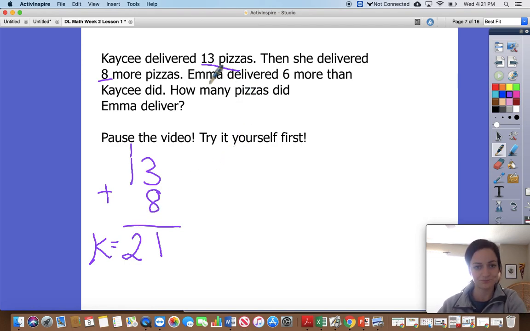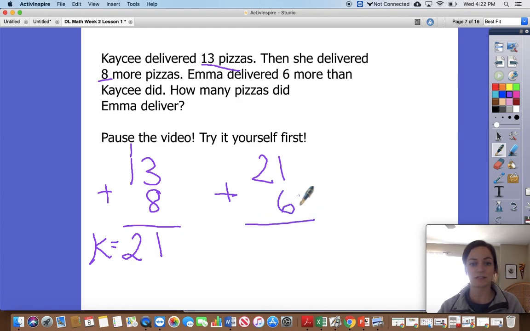Now I'm going to keep reading. Emma delivered 6 more than Casey. If Emma did 6 more, who did the most? Emma, right? Emma did 6 more than Casey. So you could draw comparison bars for this, or you could just say 6 more than 21. I know that I'm adding, right? 21 plus the 6 more pizzas that Emma did. 6 plus 1 is 7. 2 plus nothing, 2 10s. Okay, so 27 pizzas is how many Emma delivered.